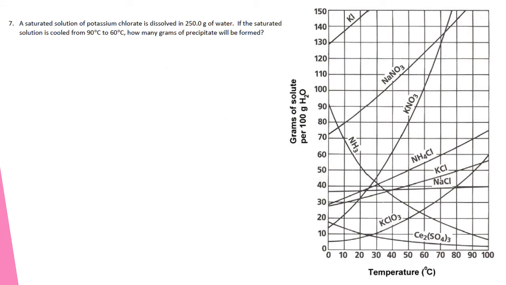Number 7 is really tricky. I am not going to ask you one like this on the test, but I am going to go over it. So a saturated solution of potassium chlorate is dissolved in 250 grams of water. If the saturated solution is cooled from 90 degrees Celsius to 60 degrees Celsius, how many grams of precipitate will be formed? That means how many grams will no longer be dissolved.